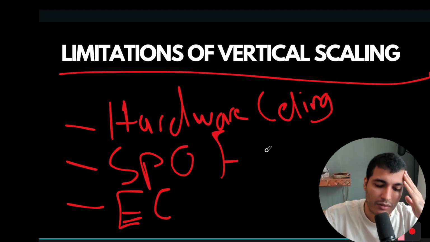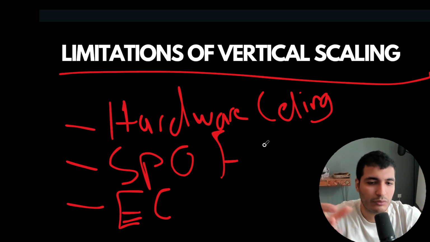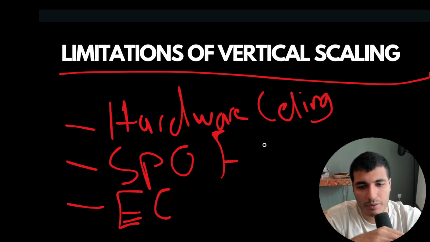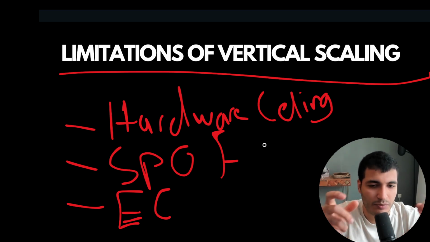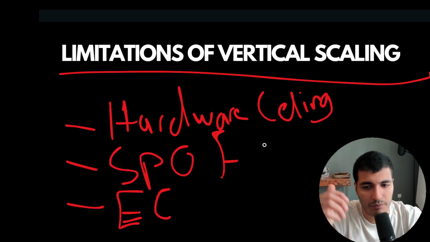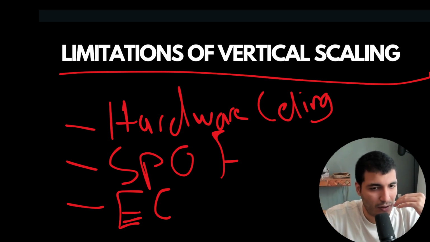And I guess lastly, we want to talk about some sort of downtime during upgrades, especially in on-premise environments. Upgrading CPU, memory, or disk space often requires scheduled downtime to perform the physical upgrades.